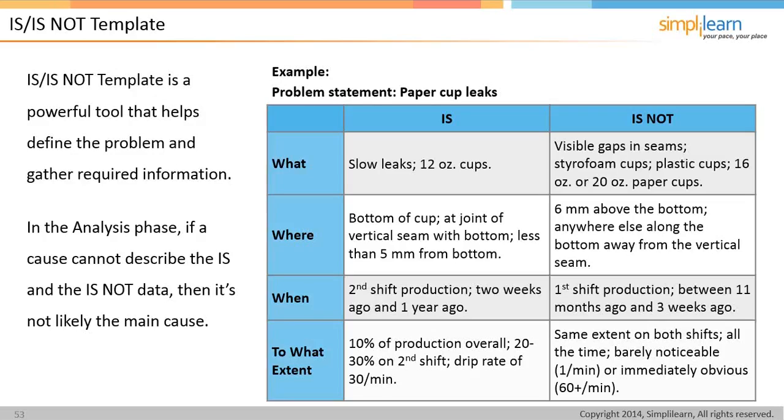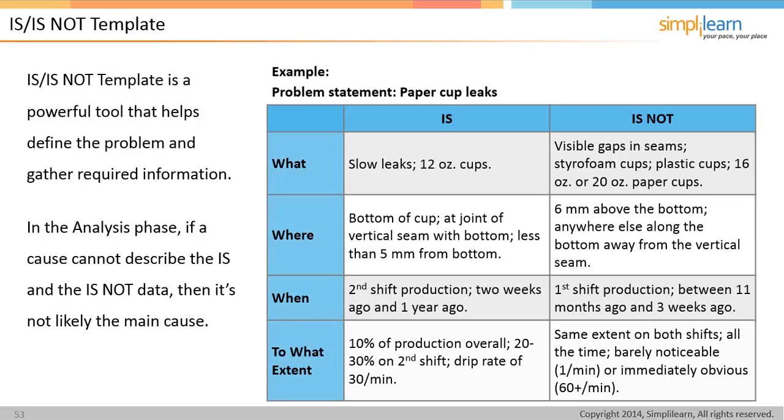So we've got a problem here of a paper leak in cups. What we know is this: the what, where, when, to what extent. We know that there are slow leaks in 12-ounce cups. We know that there are not visible gaps in the seams. We know that there are not styrofoam cups or plastic cups or 16-ounce or 20-ounce paper cups. So that's what we know it is, and that's what we know it is not.